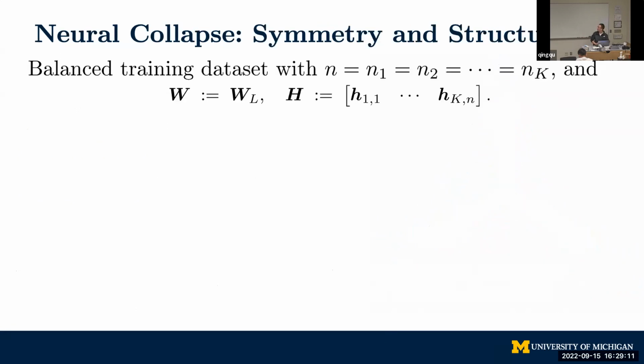So to mathematically capture this neural collapse phenomenon, here we assume that the training set is balanced. Say we have a 10-class classification problem where the number of training samples for each class is the same. And let's denote the last layer classifier W_L using W. And we write H as a concatenation of all the features across the training dataset.